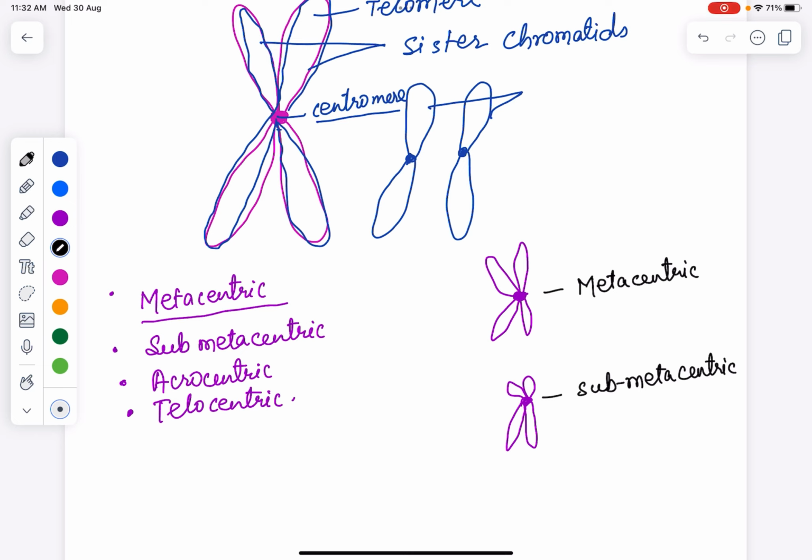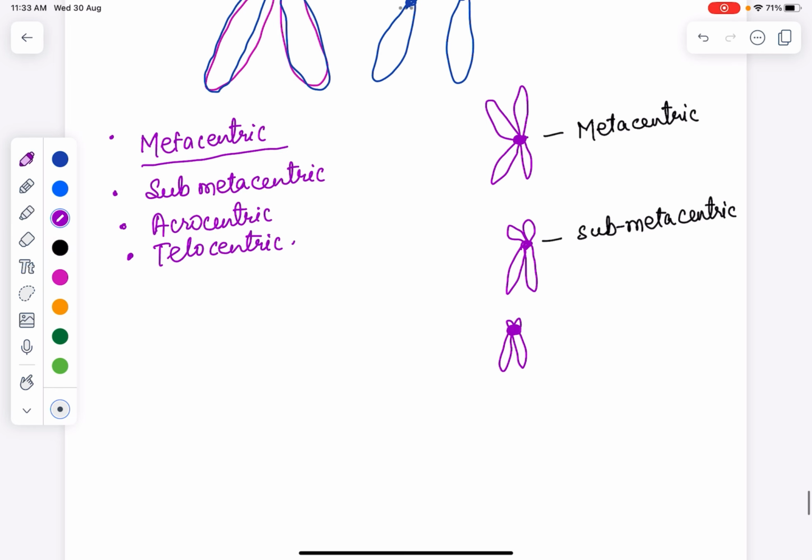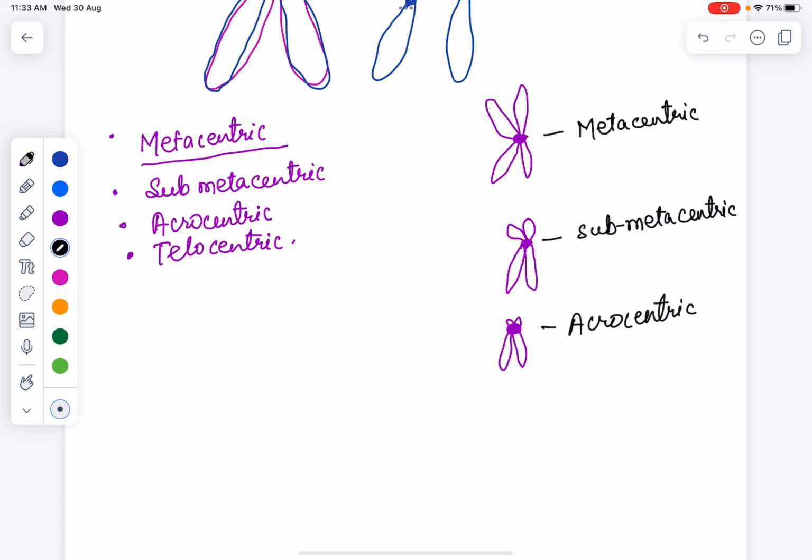In acrocentric, the centromere is seen almost towards the end region. The fourth is telocentric, in which the centromere is present at the extreme end, and this kind of chromosome is not found in humans.